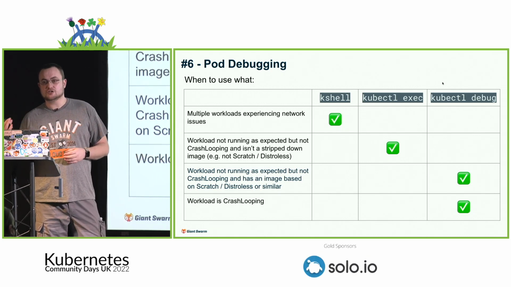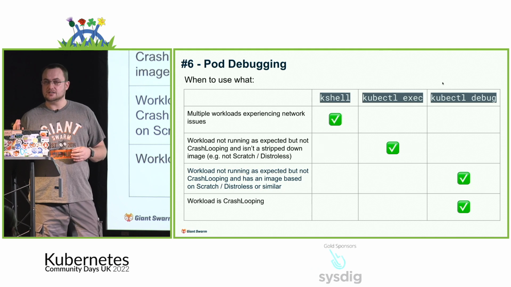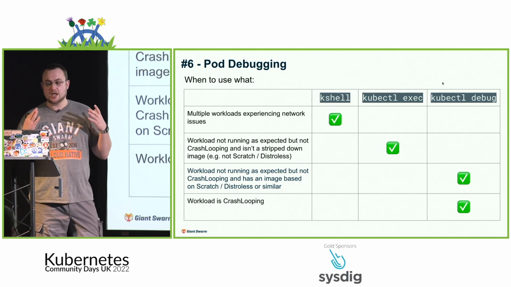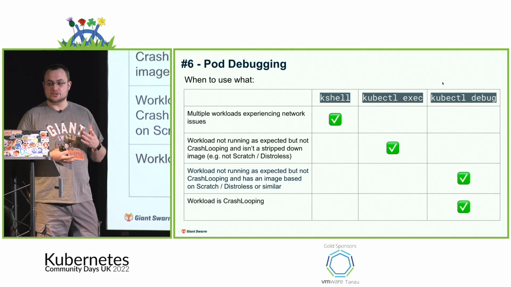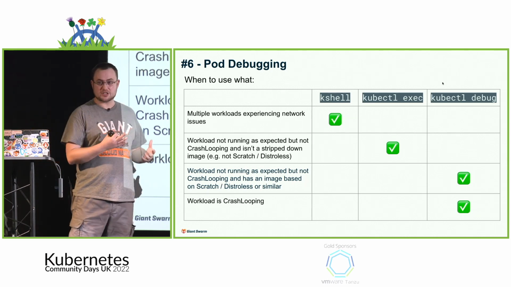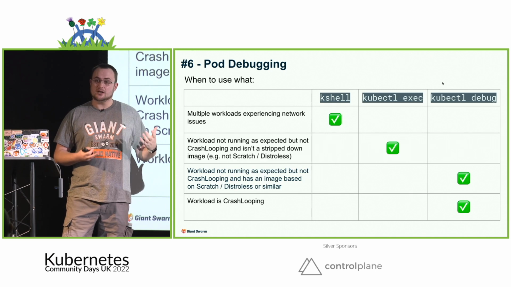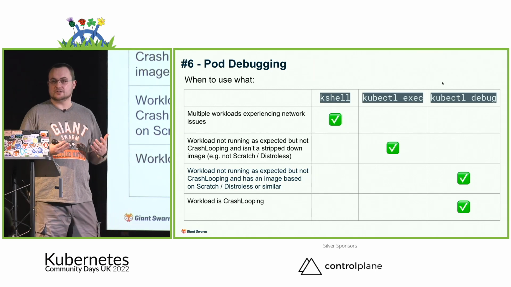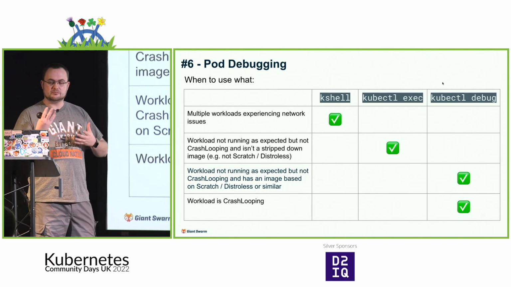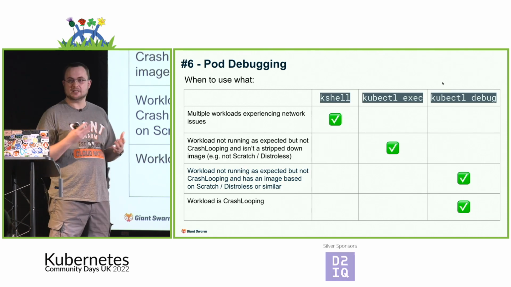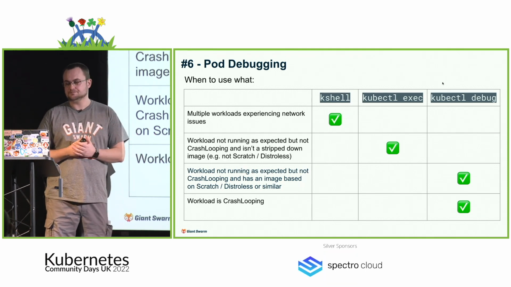Now, if your workload is crash looping, or if it's not got an environment where you can do that, your final choice then is to use kubectl debug to figure out what's going on. If none of these work, you have to go back to basics and say, okay, let's have a look at how the Docker image is built and debug it from there. Maybe I can run it locally, that kind of thing.